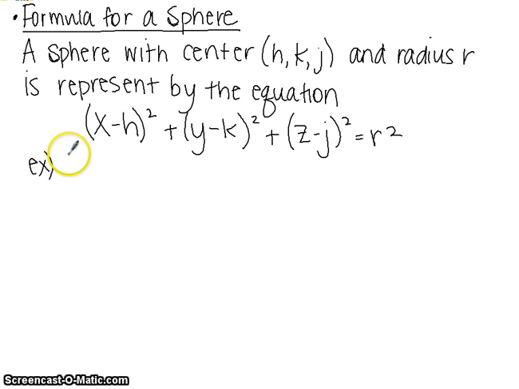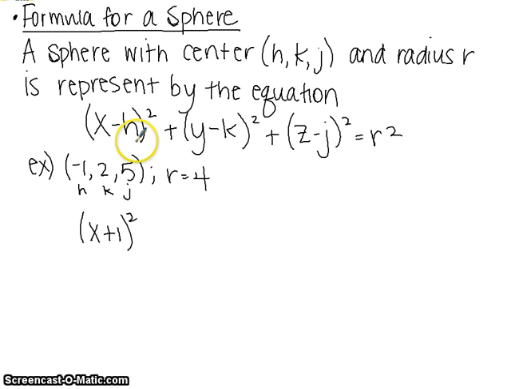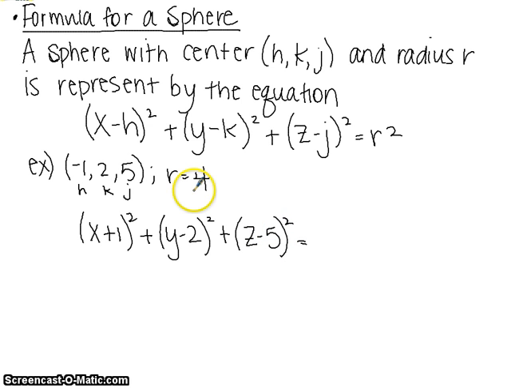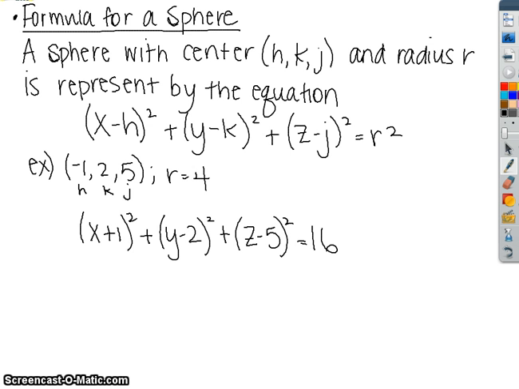Let's write an equation for a sphere with a center at negative 1, 2, 5 and a radius of 4. Okay? So for this one, this is the h, this is the k, this is the j. So it looks like it's going to be x plus 1, because it's a minus negative, right, because it's minus h, plus (y minus 2) squared plus (z minus 5) squared equals r squared, so we would actually write 16, not 4 squared, just 16. Okay, so that's the first one that I wanted to show you. That's a pretty basic one.